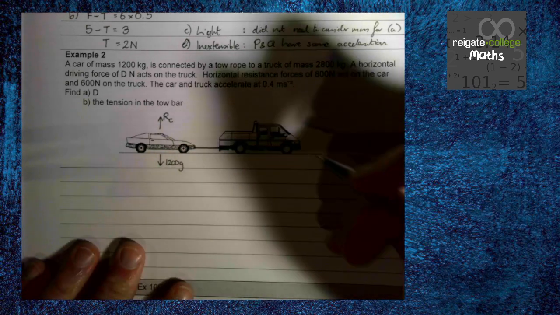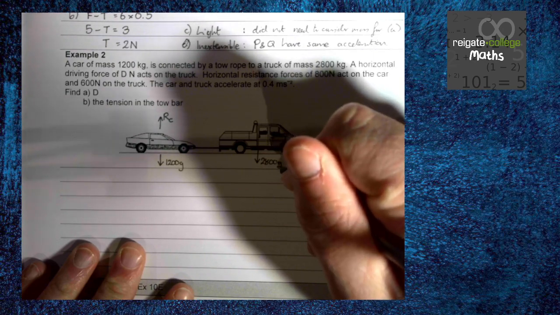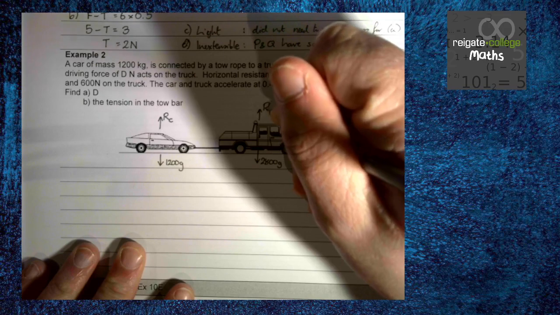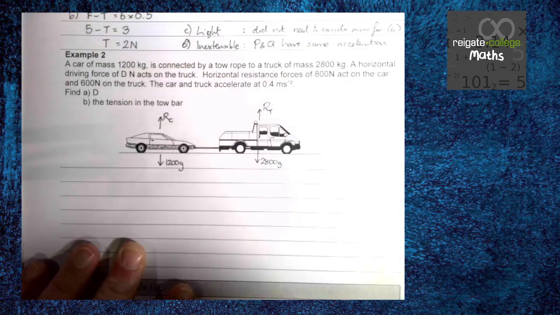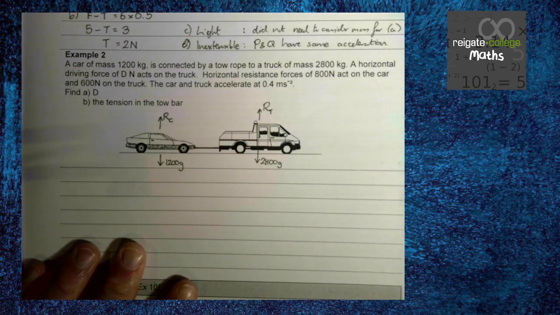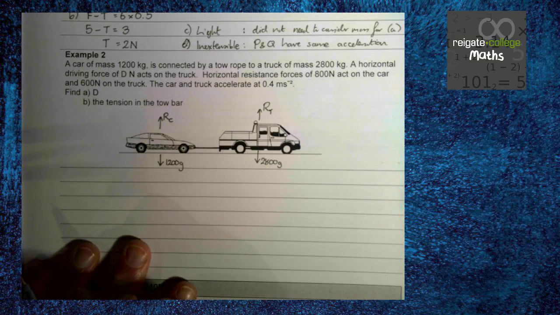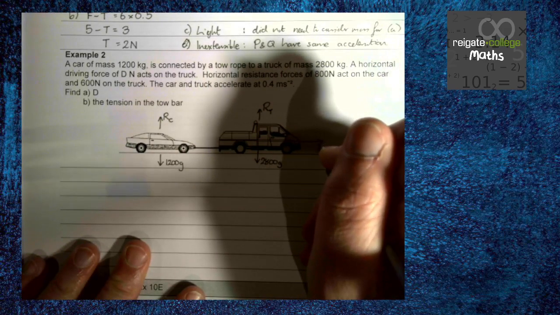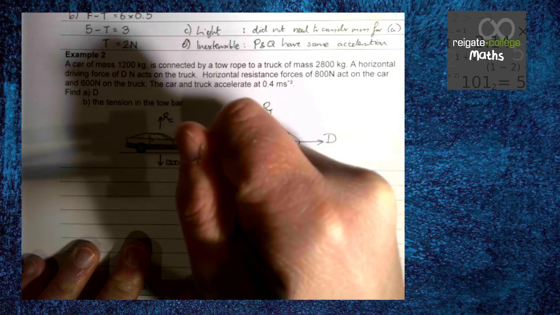The tow truck has a mass of 2,800, and it has a reaction which I'm going to call RT. I don't like that because we're going to use T for tension, but T for truck's good enough. Again, this is actually irrelevant for this question because we're not going to need it. A driving force D acts on the truck, and then we've got two tensions here.